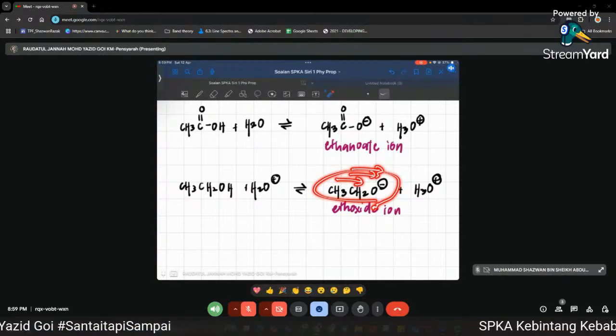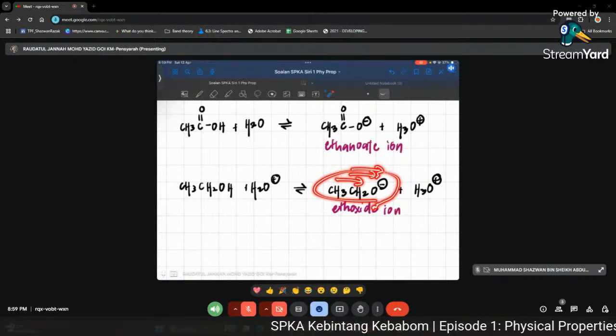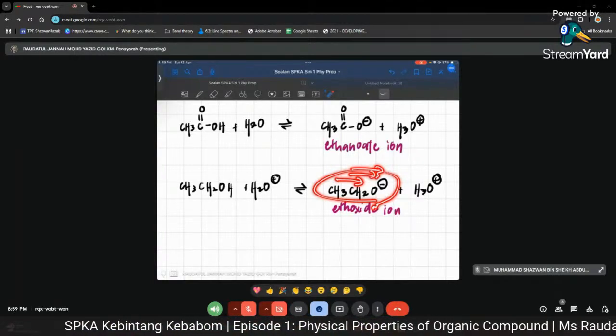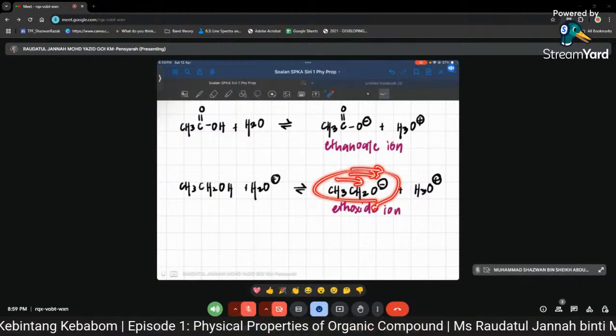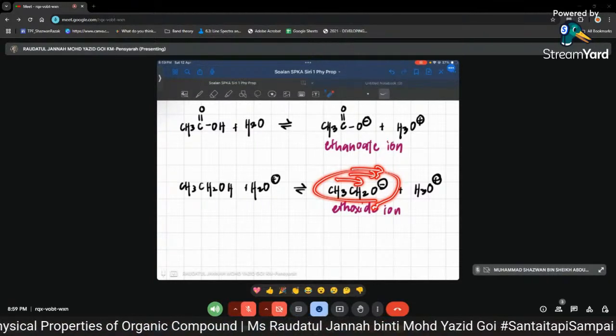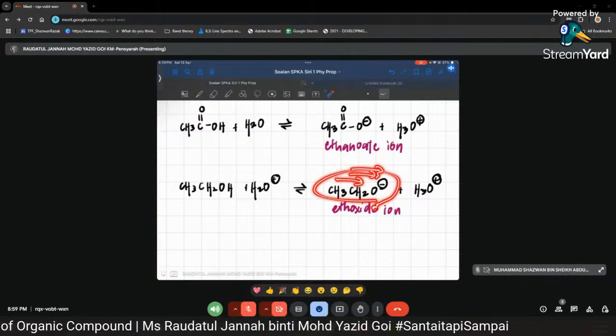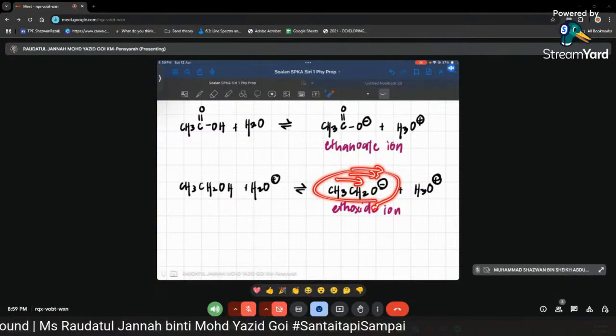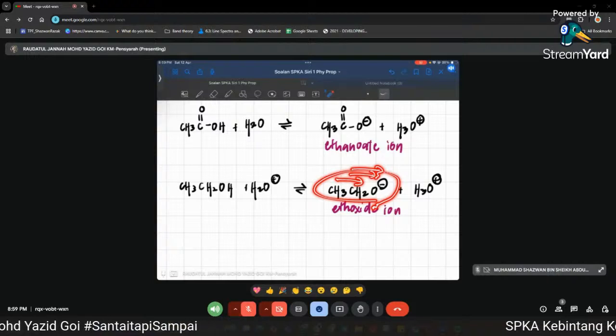There is a lot of electron density concentrated on this oxygen here, making it a very good nucleophile. Okay, if you have a lot of electron density on your oxygen here, your species or your structure here becomes very reactive, because you have many electrons gathered in one place. That's why it's very reactive.